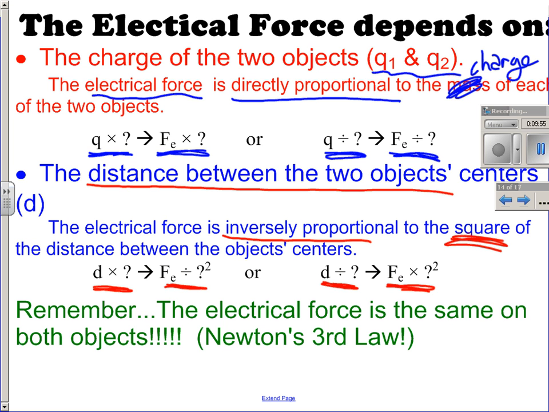All right? And remember, the electrical force is the same on both objects. Okay, so if you've got a big charge and a little itty bitty charge, they're both going to be attracted with the same force. It's just that the bigger charge might move less because it's going to have a bigger mass too. Okay?